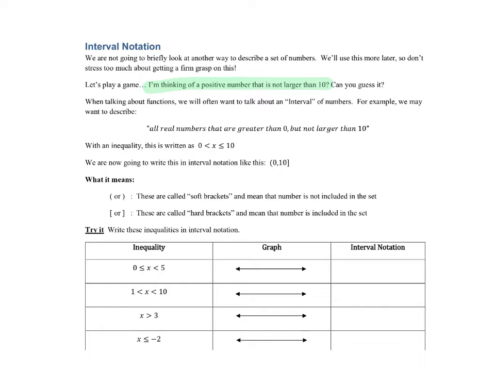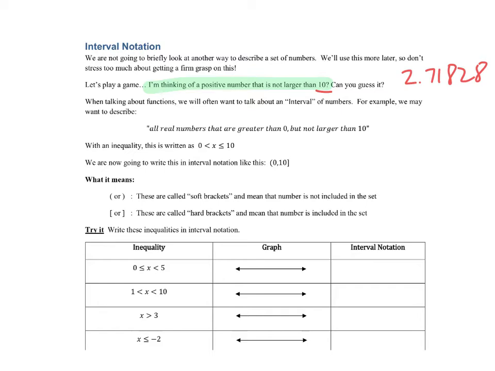Well, the number I was thinking about was 2.71828. Is that the number you guessed? Well, you probably picked a whole number like 1, 2, 3, 4, 5 or something like that if you were playing along. So the idea is there's lots of numbers between 0 and 10. In fact, this will blow your mind. There's actually an infinite amount of numbers between 0 and 10.